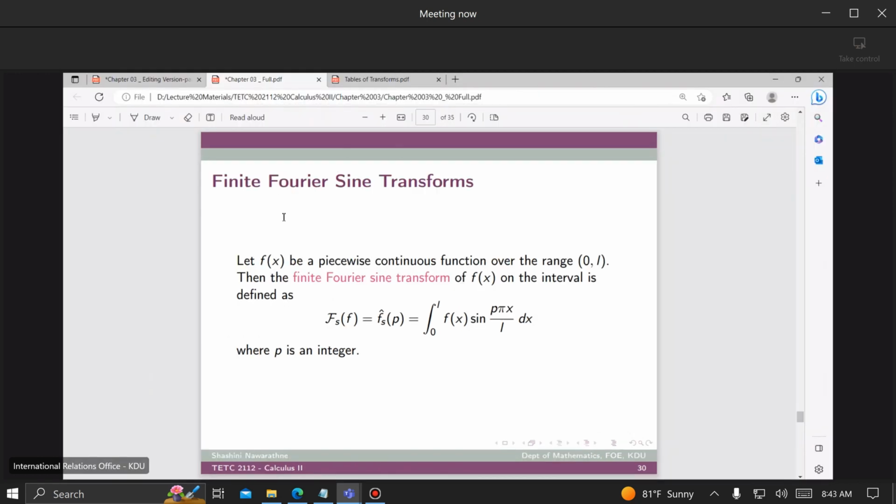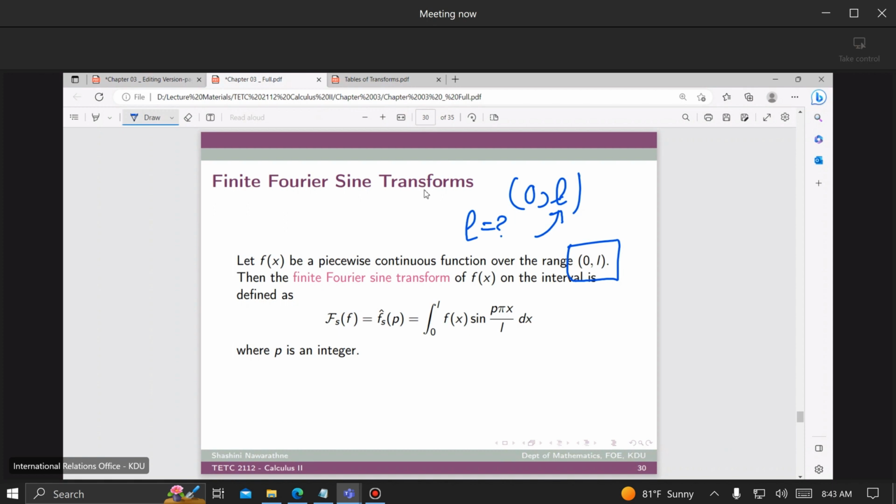Next one please. The next formula that we are going to discuss is the finite Fourier sine transform. So, if we have a function f of x, and we are asked to find the finite Fourier sine transform, similarly to the finite Fourier cosine transform, here also we are going to consider a function throughout the range from 0 to L. So the first thing that you need to do is identify this value L.